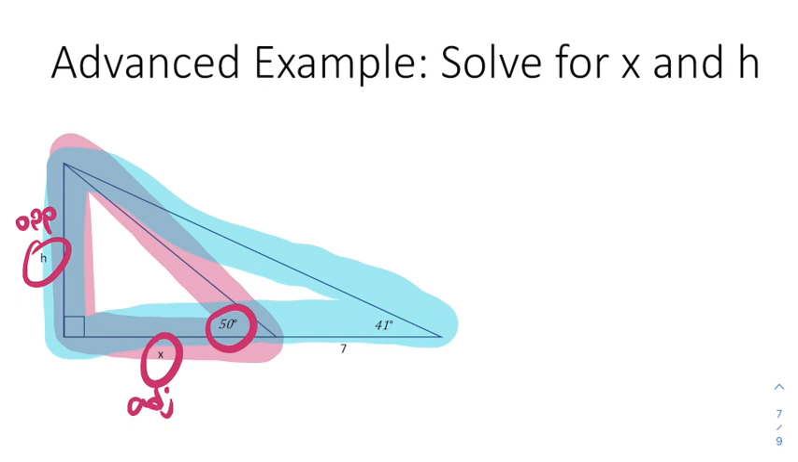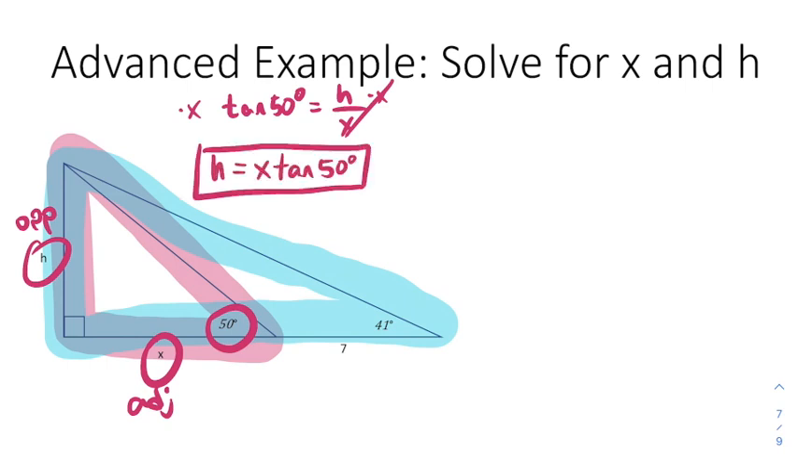Well, when we know opposite and adjacent, we're going to use tangent. So the tangent of that 50-degree angle would equal the opposite h over the adjacent x. Let's try to solve this for one variable, h, by multiplying both sides by x. This gives us h equals x tan 50. And that's as far as we can go in this triangle.